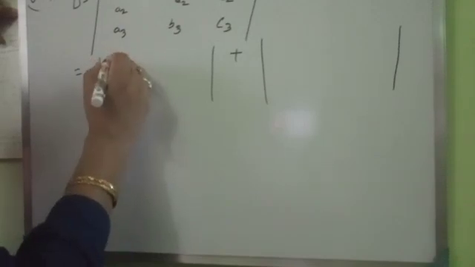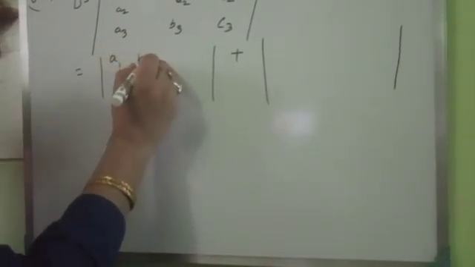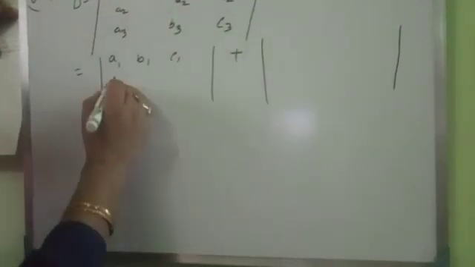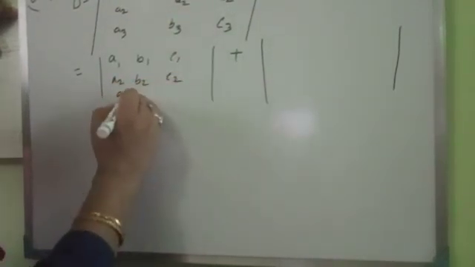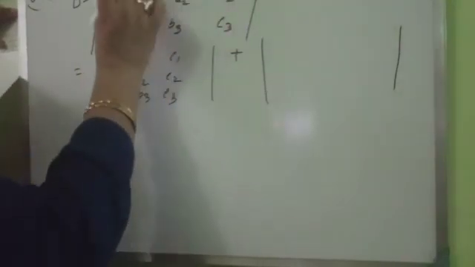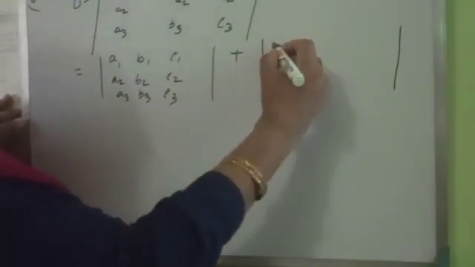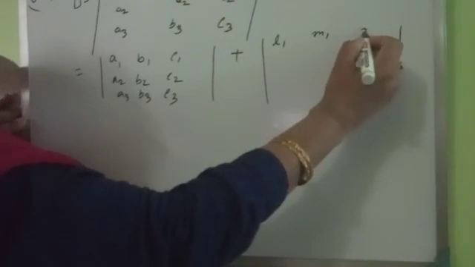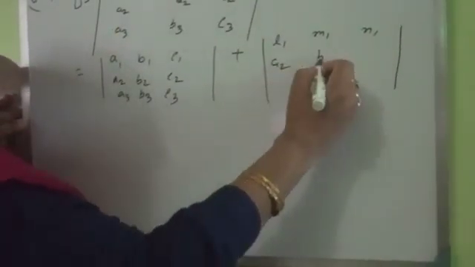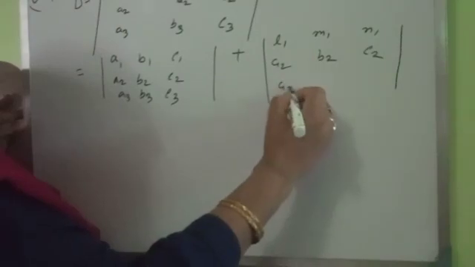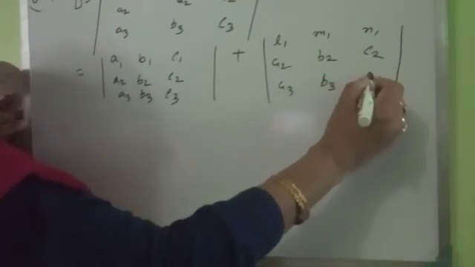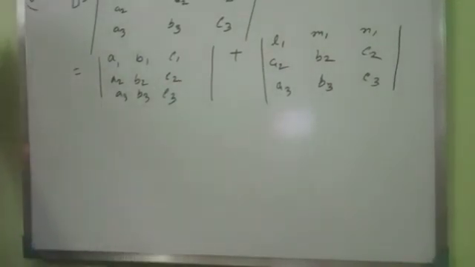So how can we write it? We can write A1, B1, C1, A2, B2, C2, and then A3, B3, C3. And the terms which are added, L1, M1, N1, these three terms added to A1, B1 and C1 of the first row, can be separated. So L1, M1, N1, A2, B2, C2 and A3, B3, C3. In this way we can express the determinant.